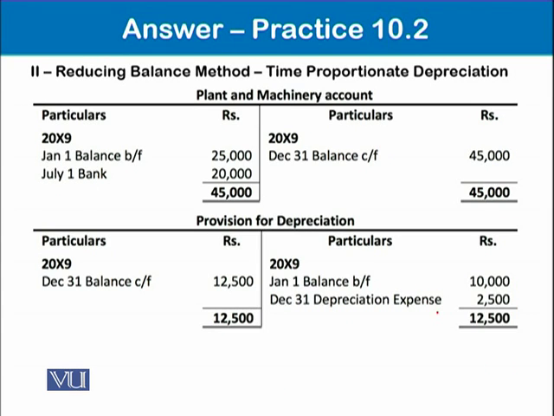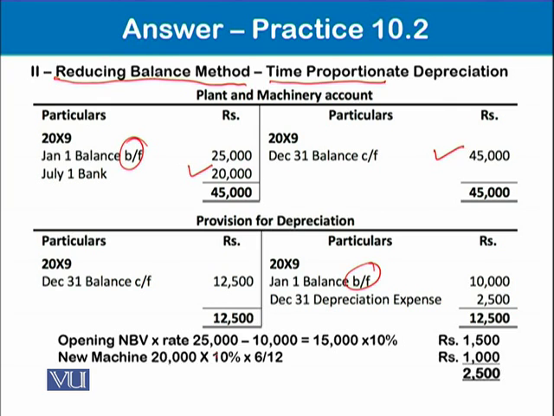And in second scenario, the thing is, again, we have reducing balance method, but base is time proportionate. Once again, put opening balance of both asset and provision for depreciation in the relevant side. Complete this asset account. We are clear on this concept. And now calculate this depreciation expense for the year. So how to calculate? The same way. Since it is reducing balance method, its depreciation will be calculated on the opening balance of net book value, which is 15,000 times 10%, 1,500.